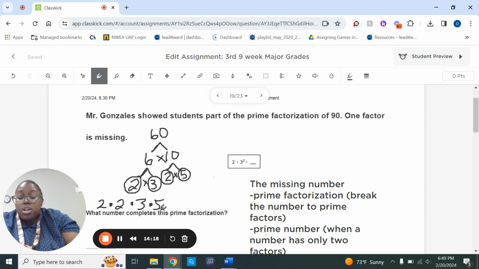Now, if anything repeats, we're going to write an exponent for it. Out of my 4 numbers, I do have a number that repeats itself, 2. So I'm going to combine these together. And instead of writing it twice, I'm just going to make it an exponent that lets me know I have 2 of those so that I can write a shorter number sentence. So 2 squared times 3 times 5 is the prime factorization for 60.